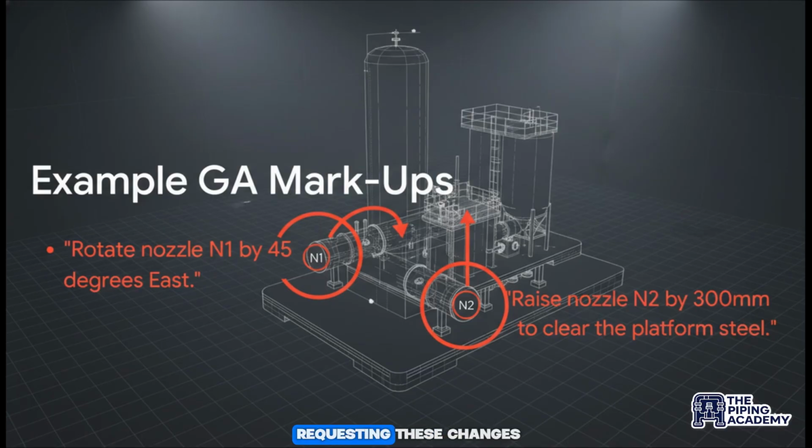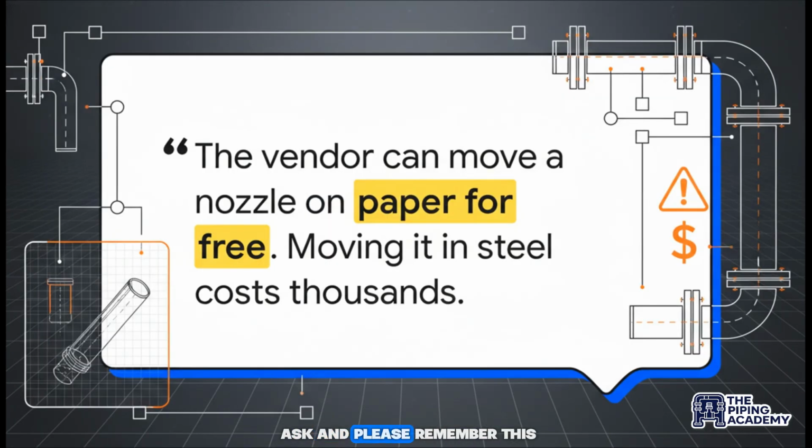Don't be shy about requesting these changes. Of course, you have to be reasonable. You're working with the mechanical engineer, not against them, and there might be internal constraints on the vessel itself, but you have to ask. And please remember this. This is maybe the most important line of the day. The vendor can move a nozzle on a piece of paper for free. Moving that exact same nozzle after it has been fabricated in steel costs thousands and thousands of dollars. Your early review is what prevents that costly rework down the line.